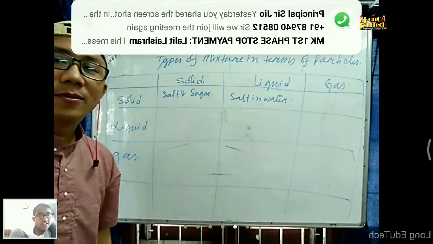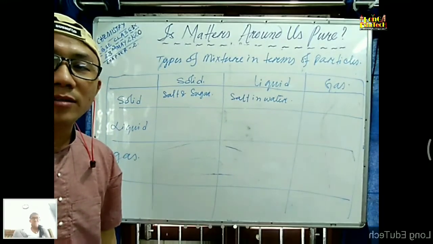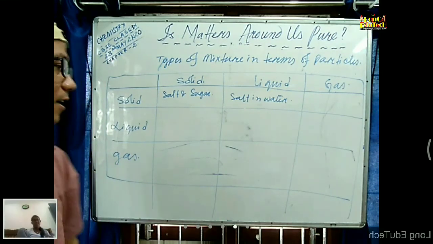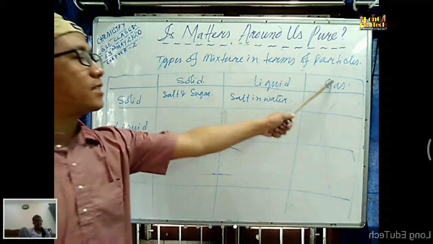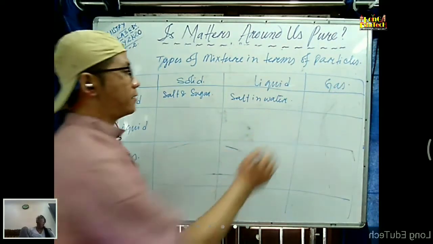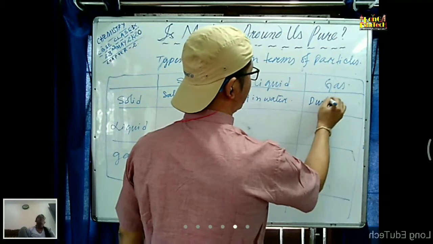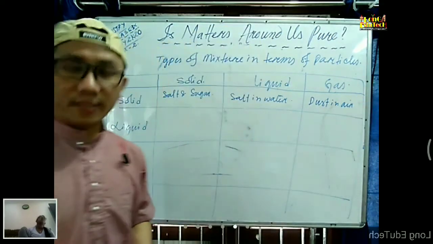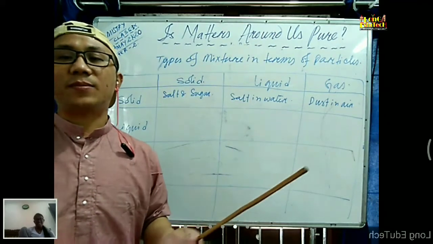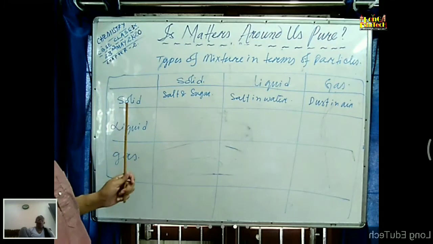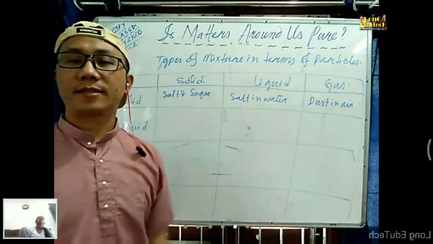Dry ice is carbon dioxide only. That is another case. A solid gas mixture is, for example, dust in air. When dust is present in the air, that is a mixture of solid and gas.